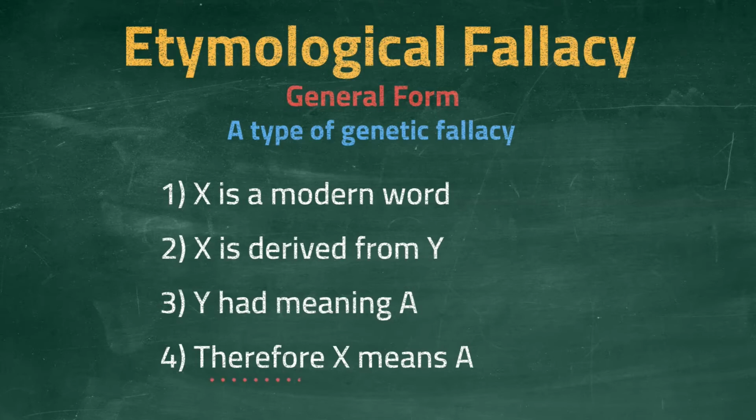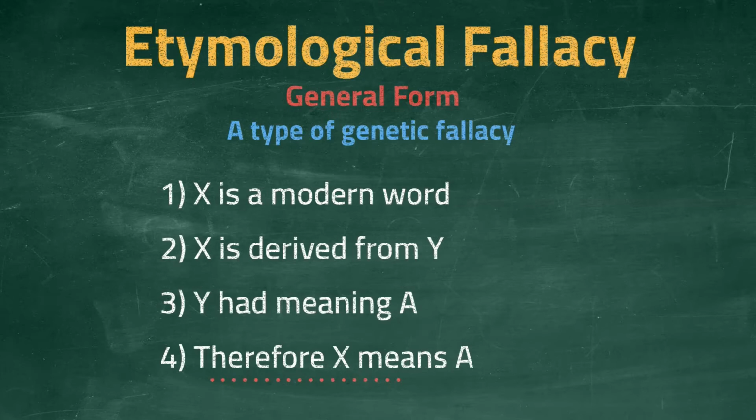The conclusion here is fallacious. The argument is claiming a particular definition for the word X based on its etymology. This is the etymological fallacy. All languages change over time. New words are introduced, and these could be imported from other languages. The word etymology itself comes from Greek, but the meaning of a word can also change over time.